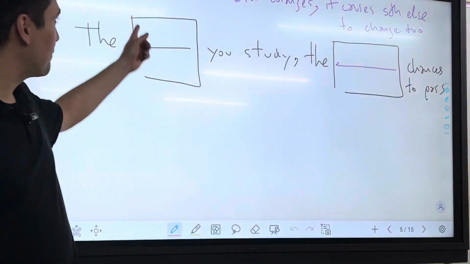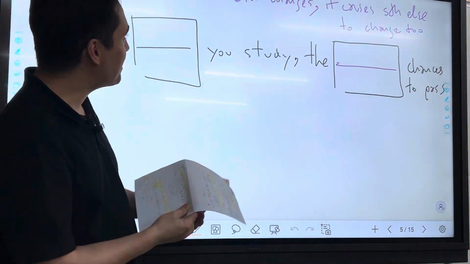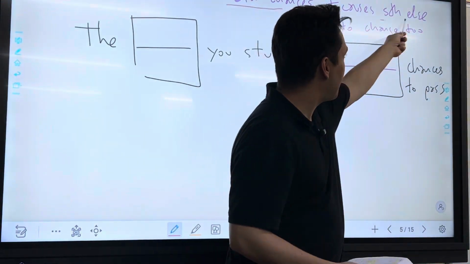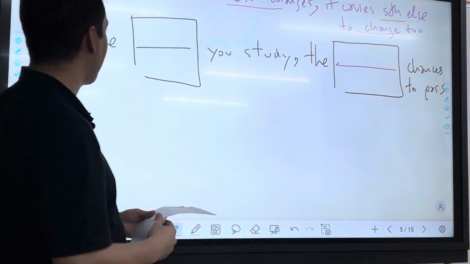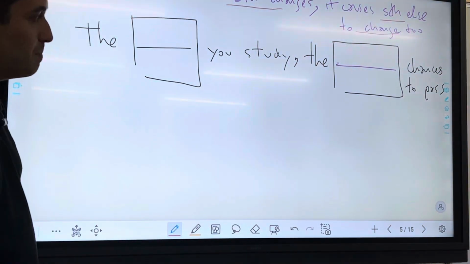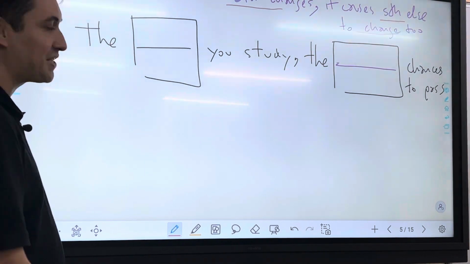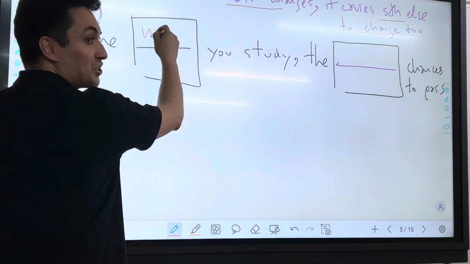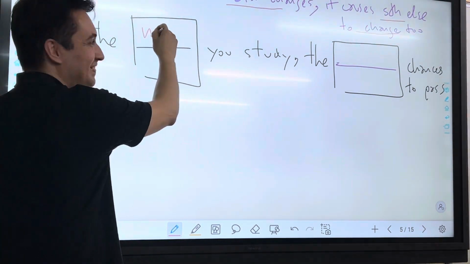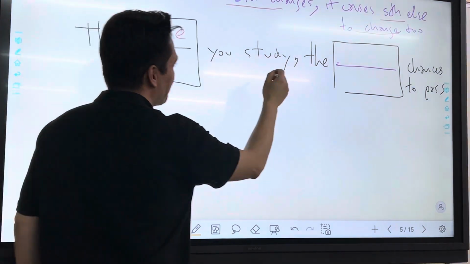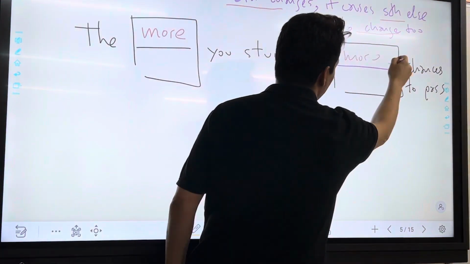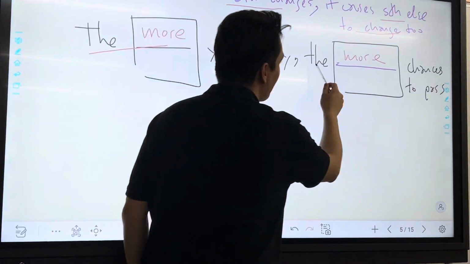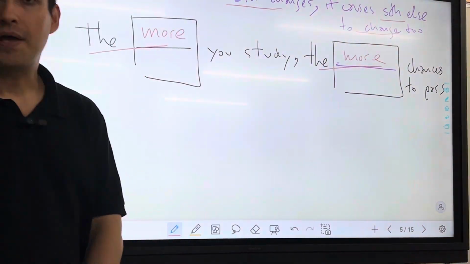Have a look at this. To express that when something changes, it causes something else to change too. Okay, this is basic. The more you study, the more chances you have to pass. Much or more? The more you study, the more chances you have. The more. Basic one. And the opposite?